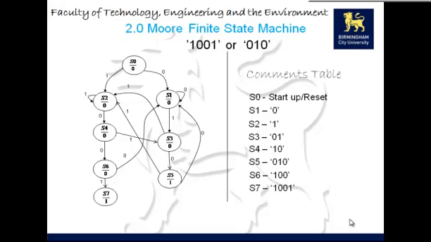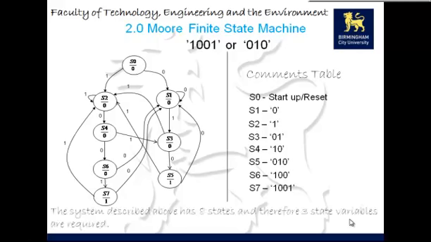Okay, I hope everyone's okay with that one. Now that's my Moore finite state machine. I have actually got another version of a Moore state machine which is slightly more efficient in that it doesn't have two states as output, it only has one state as an output. I'll show you what I mean. By the way, this state machine uses 8 states, therefore we need 3 state variables.